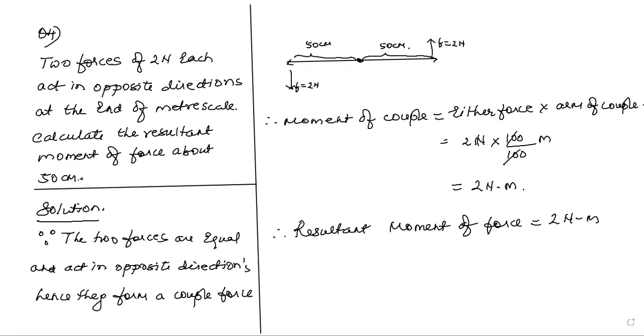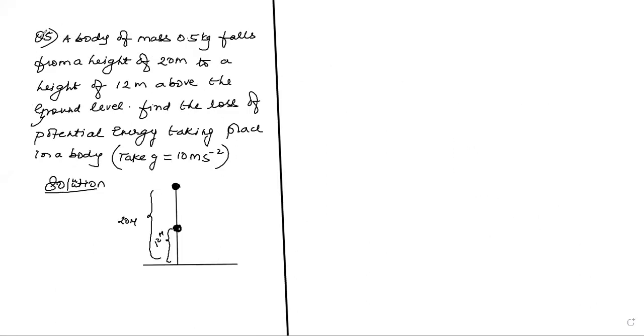Question number 4, not a difficult one, children. Quite a simple one. We go to the next question. Question number 5, children. A body of mass 0.5 kg falls from a height of 20 meter to a height of 12 meter above the ground level.